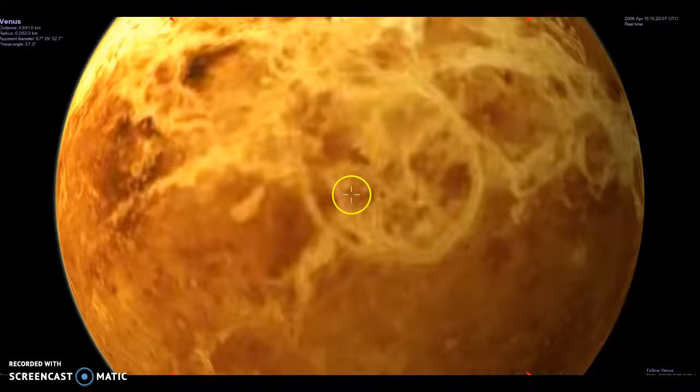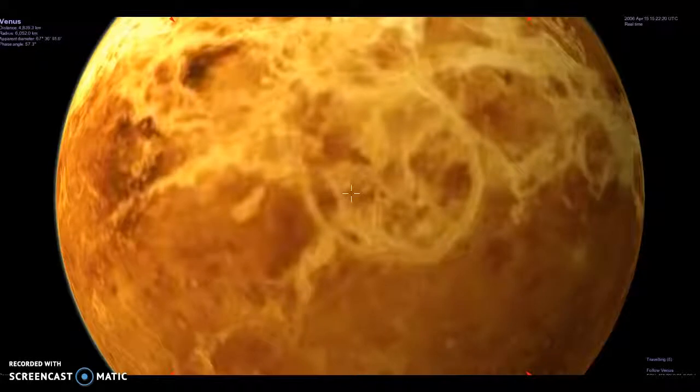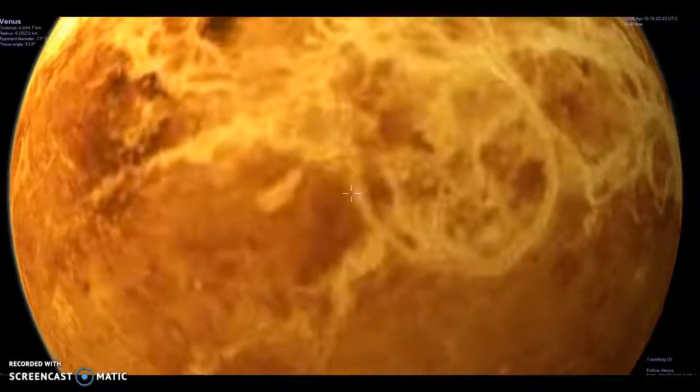So yeah, I just found this really interesting because of that runaway greenhouse effect and how that could possibly one day happen on Earth if greenhouse gases are still emitted into the atmosphere at the current rates that they are today. So I just like looking at Venus because it kind of reminds me of what Earth could possibly look like if we're not careful.